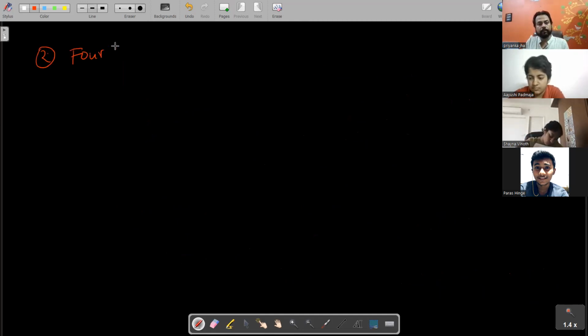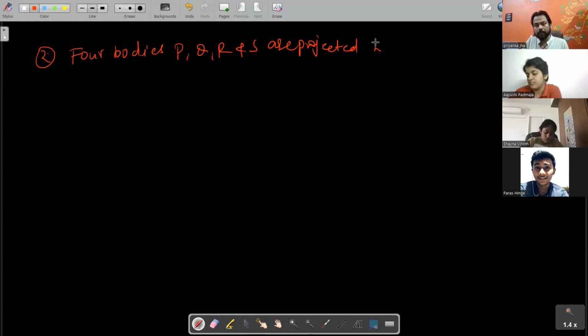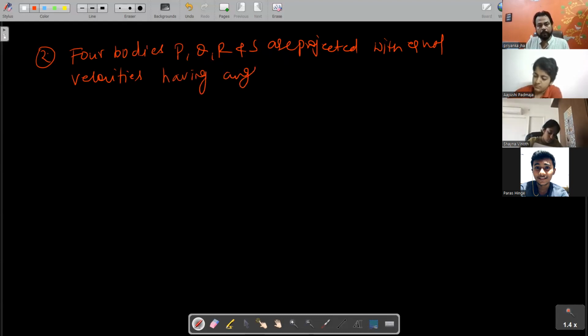Now, second question. Four bodies P, Q, R, and S are projected with equal velocities having angles of projection 15 degree, 30 degree, 45 degree, 60 degree.